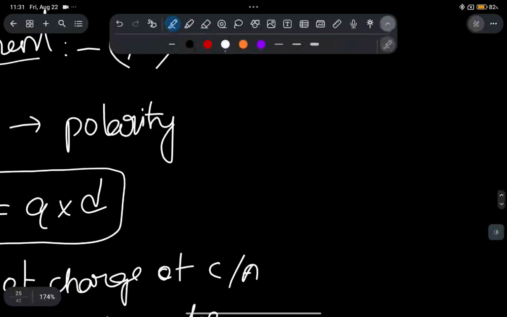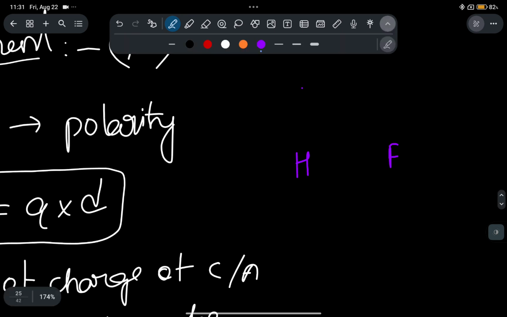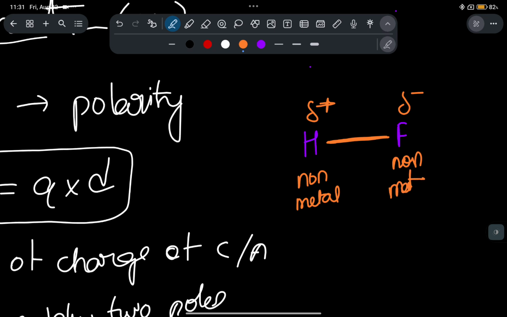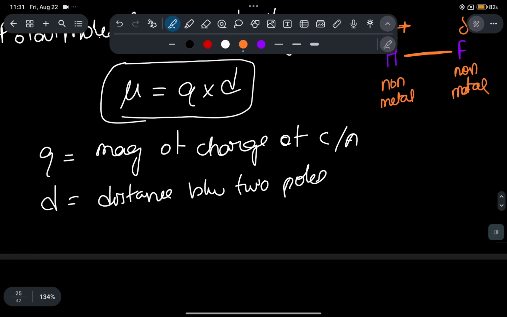I am drawing the diagram here, and it is HF, with fluorine. There will be a distance in the middle of this, and that is called the distance between two poles. There is a negative charge on the fluorine and a positive charge on the hydrogen. Both are non-metals. Because these are polar molecules, we are finding the dipole moment between the H and F.